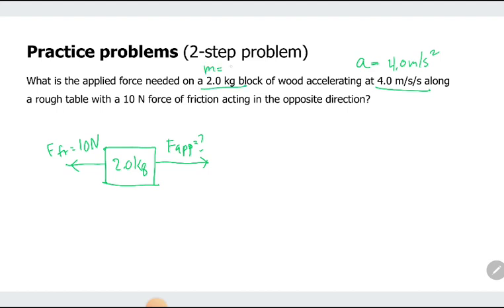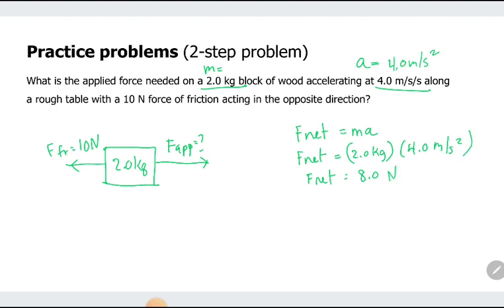This is the mass. Just like the other problem, we can first solve for the net force, mass times acceleration. So the mass is 2 kilograms. The acceleration is 4 meters per second squared. So 2 times 4 is 8. Kilogram times meter per second squared is newtons. So that's my net force, 8 newtons. Now, what should be the applied force if the frictional force on the opposite side is 10 newtons and the resulting net force is 8 newtons?